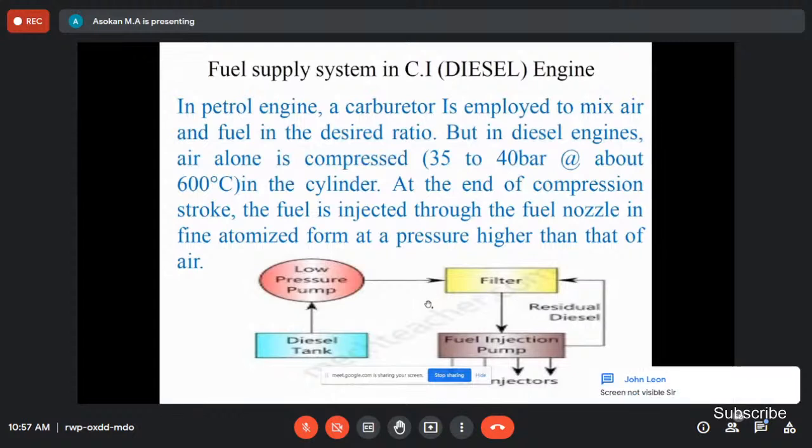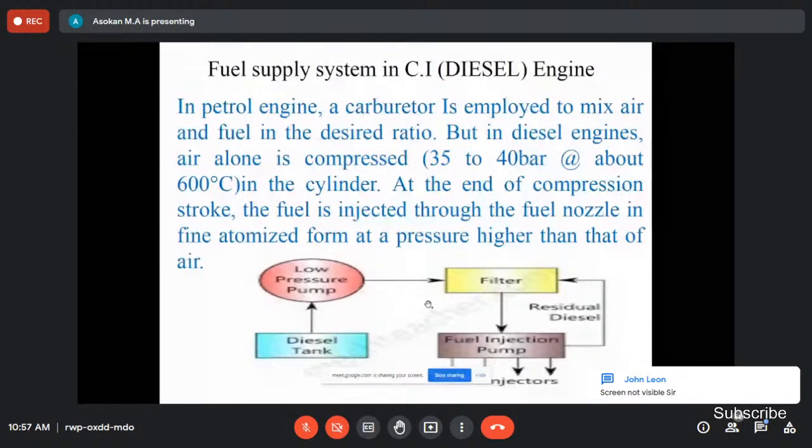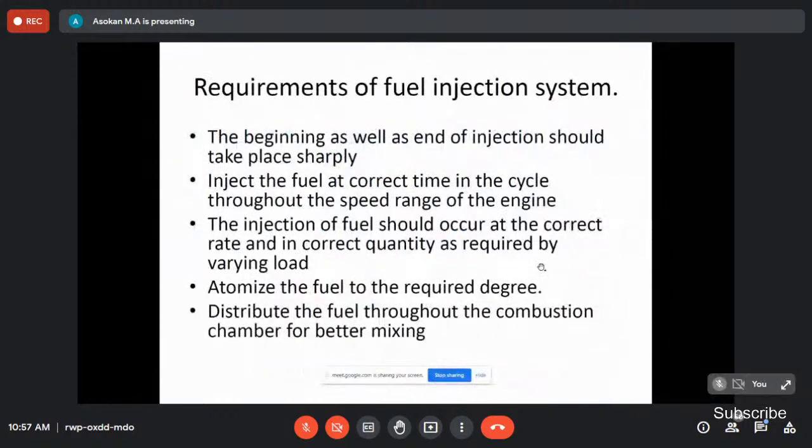Fuel is injected. So what are the requirements of a fuel injection system? The beginning as well as the end of injection should take place sharply. That is the requirement: inject the fuel at the correct time in the cycle. Throughout the fuel range, the injection should occur at the correct rate and with the correct quantity of fuel. Atomize the fuel to the required degree.